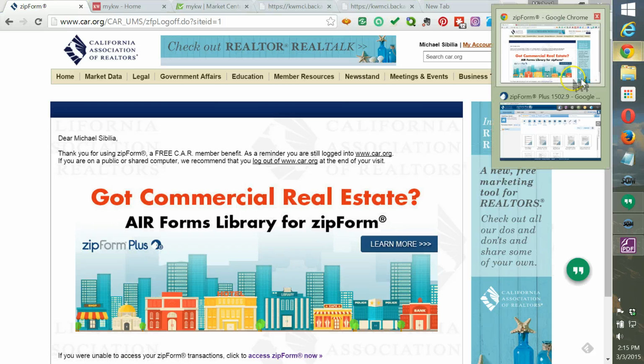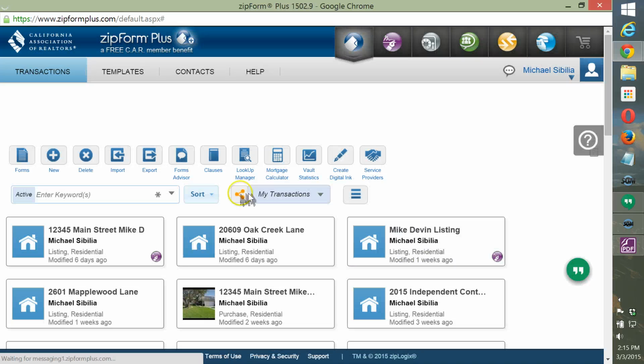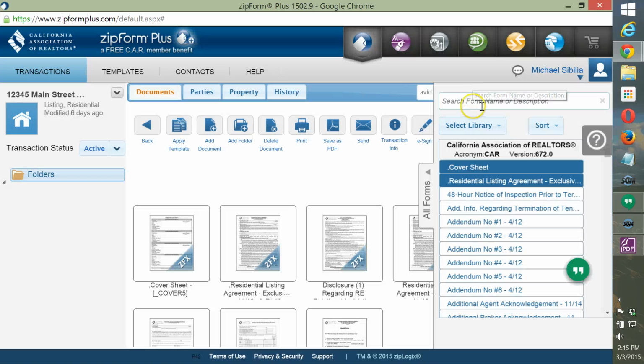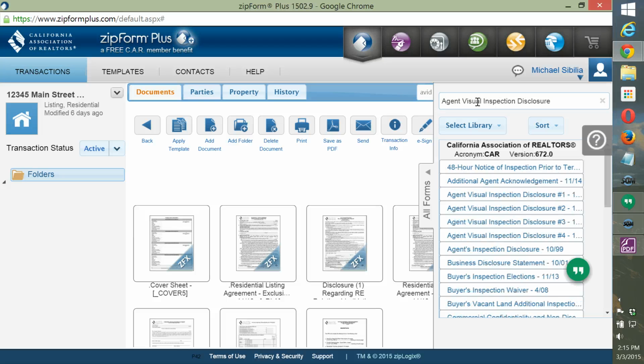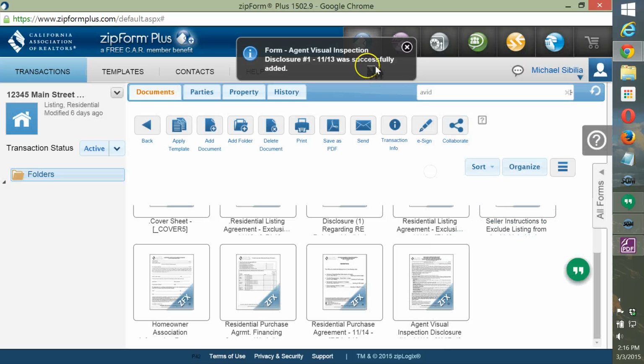And so the AVID, let's say it happens, sometimes it's good at finding stuff, sometimes not so much. Let me go back and try this again. What do we find? Agent's visual inspection disclosure number 1, number 2, number 3, number 4. There could be a lot of agents disclosing, so you might as well pick number 1. And it says it was successfully added.